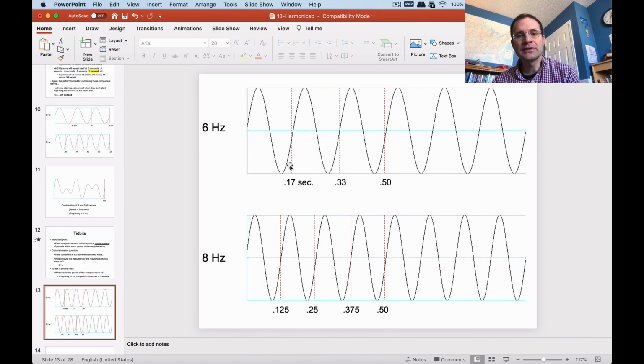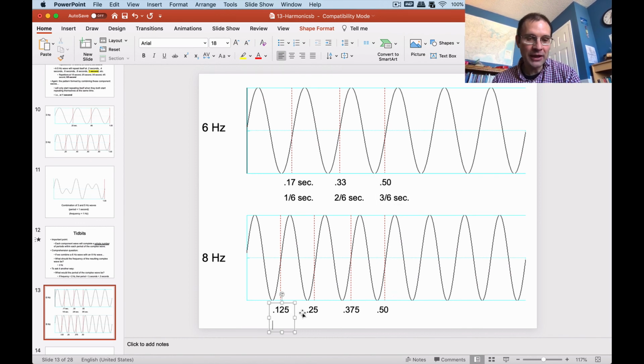So for the 6 hertz wave, it makes 1 repetition in 1/6 of a second, and then also 2/6 of a second, and then 3/6 of a second. It's hard to say sixths. Anyways, this is 1/6 of a second. I'll write it out here for you. And this is 2/6, and this is 3/6. And 3/6 conveniently is 1/2 of a second.